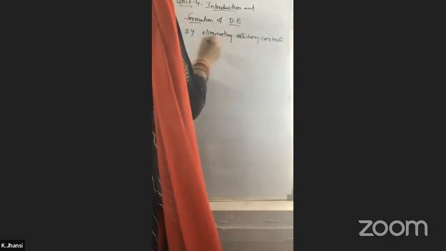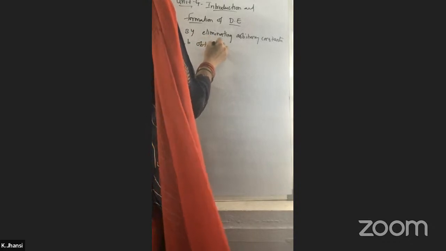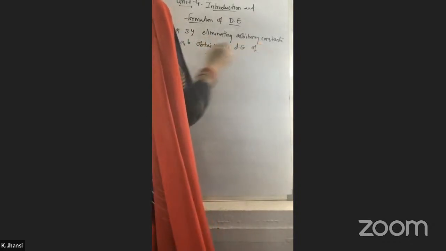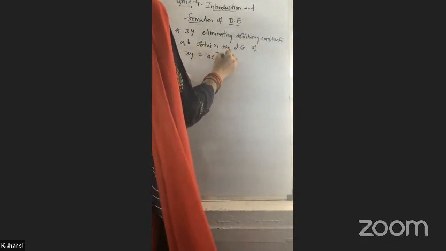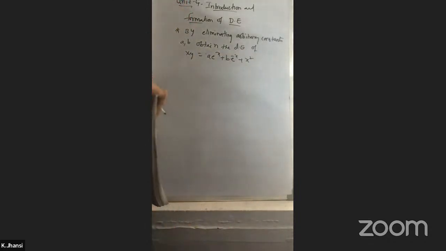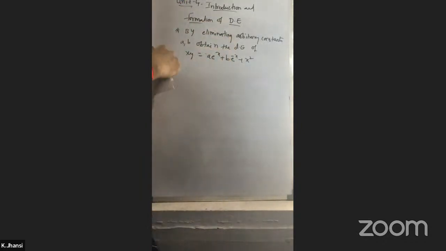Arbitrary constants a, b, obtain the differential equation of xy = a e^x + b e^(-x) + x². This is one of the equations of the function. Whatever is given, for this you have to form the differential equation. Okay. So solution.